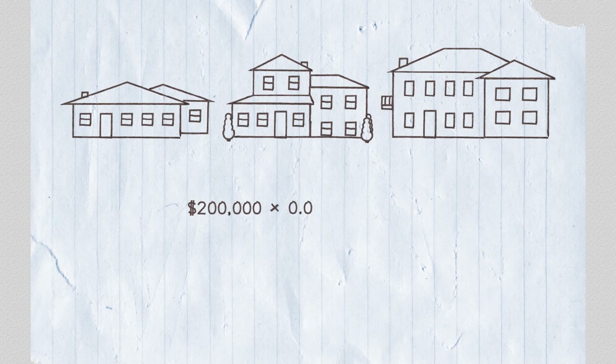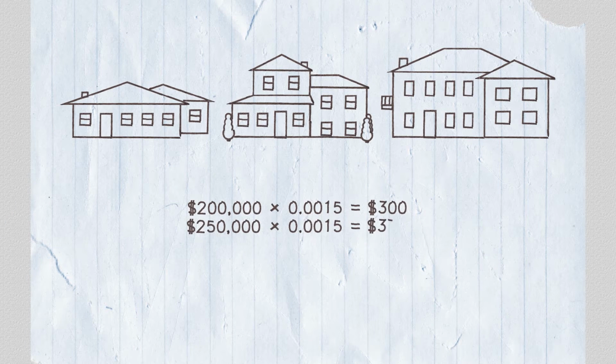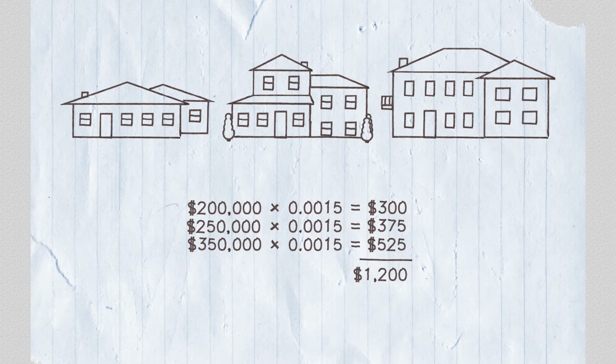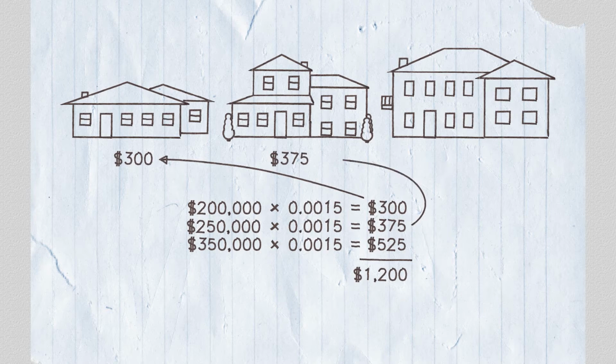Now, to calculate how much tax each home pays, we multiply the tax rate by the assessment. As you can see, the first house would pay $300, the second home would pay $375, and the highest valued home would pay $525. Let's summarize what we've covered so far.